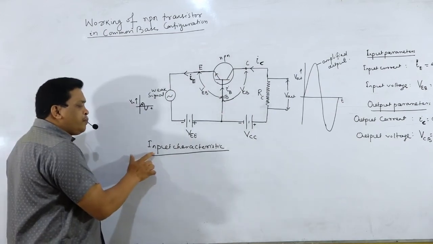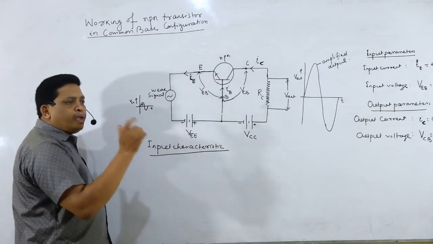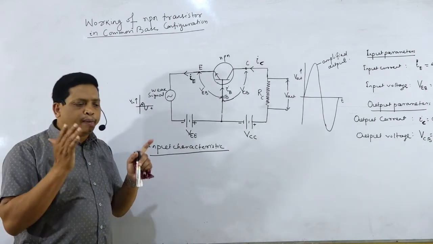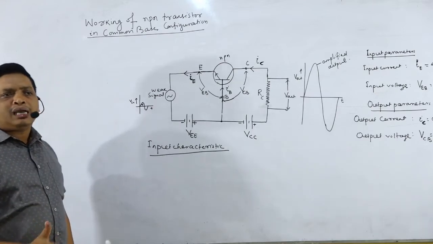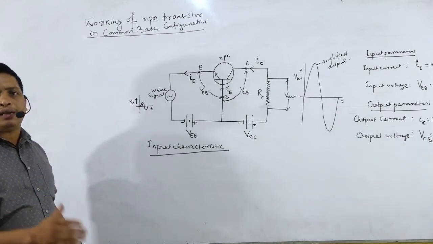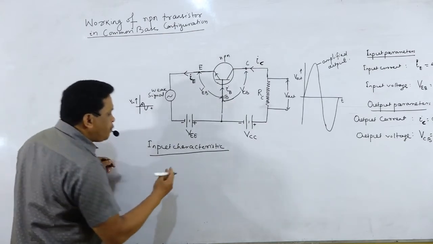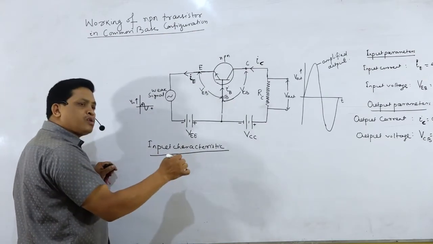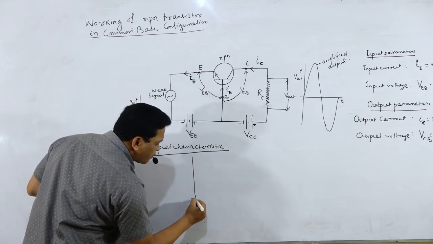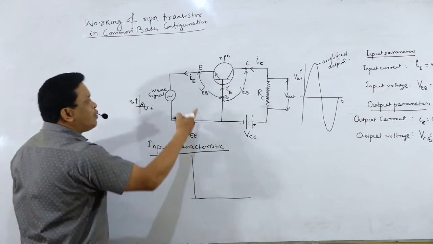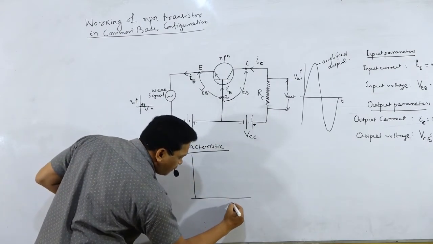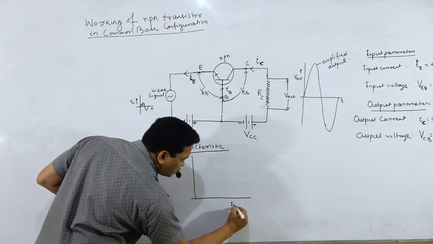When input voltage changes, how input current changes, that we are going to discuss graphically. So the input characteristic general definition: it is the graph plotted between input voltage and input current, keeping output voltage constant. So input characteristic in common base configuration is the graph plotted between input voltage, what is input voltage? Emitter base voltage. So here we shall take input voltage.